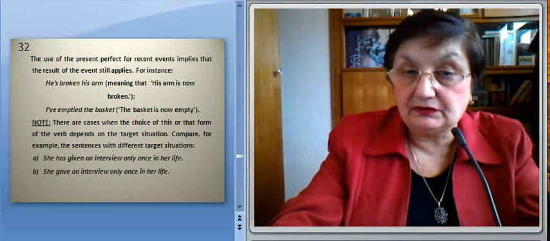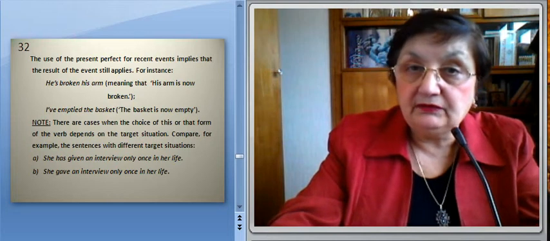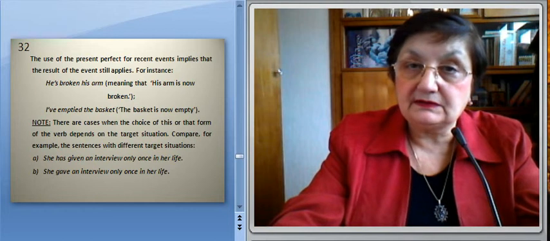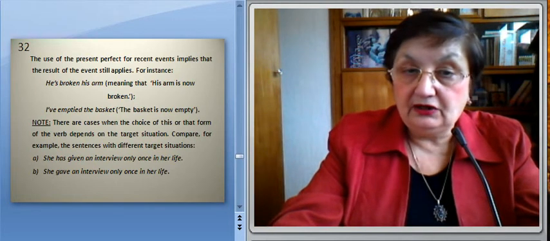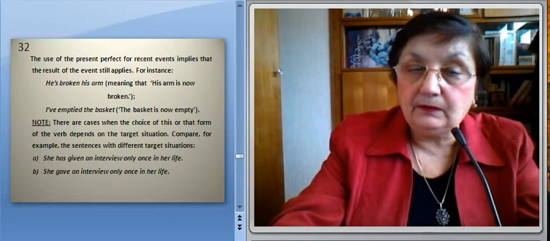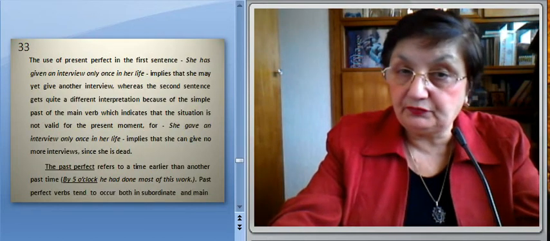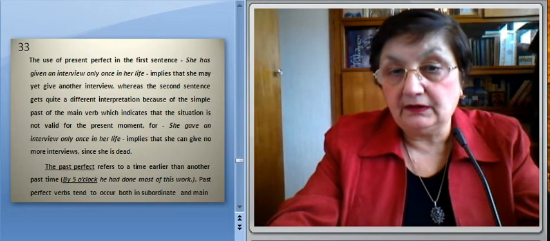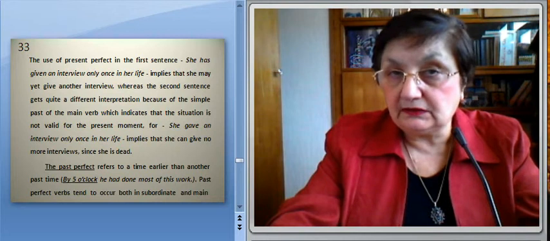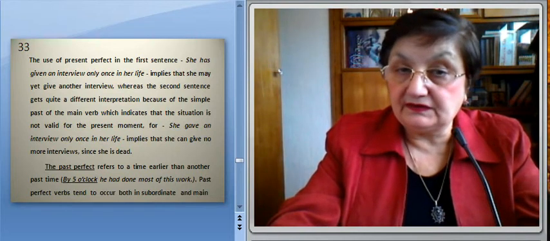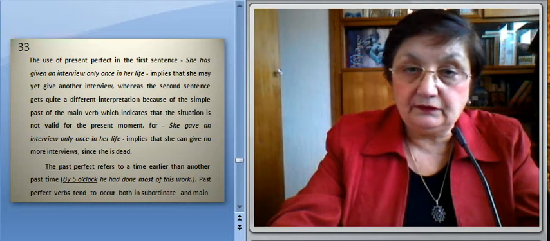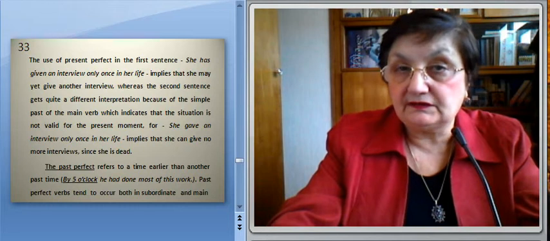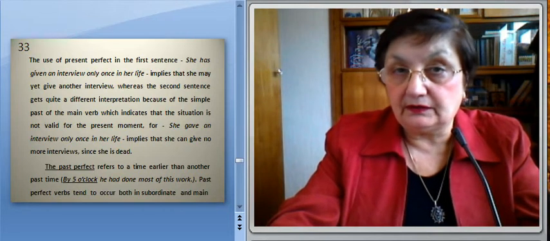The use of the present perfect in the first sentence, "She has given an interview only once in her life," implies that she may yet give another interview, whereas the second sentence gets quite a different interpretation because of the simple past of the main verb, which indicates that the situation is not valid for the present moment. For "She gave an interview only once in her life" implies that she can give no more information since she is dead.